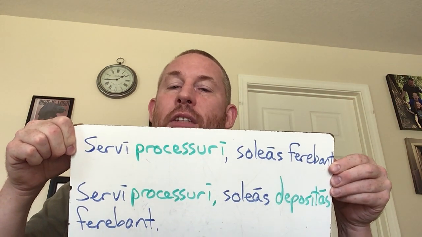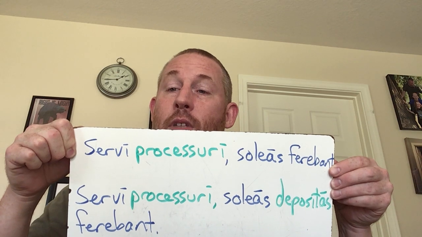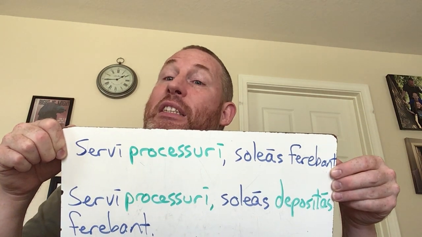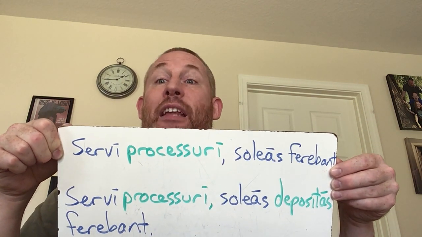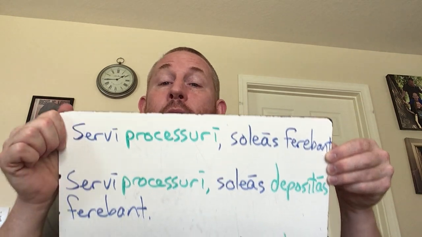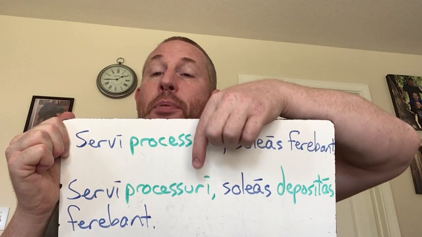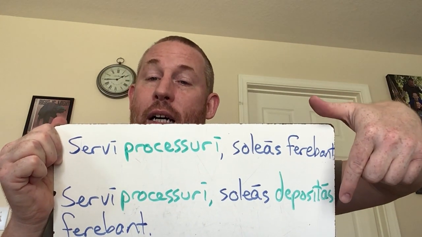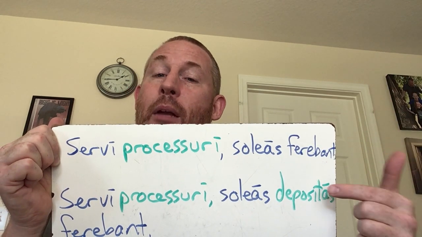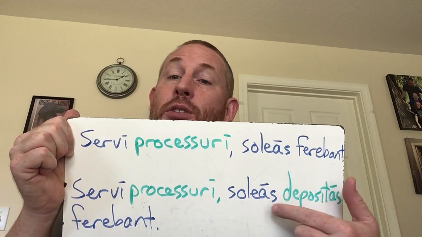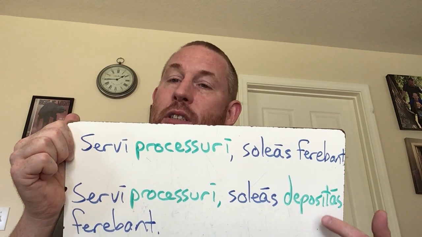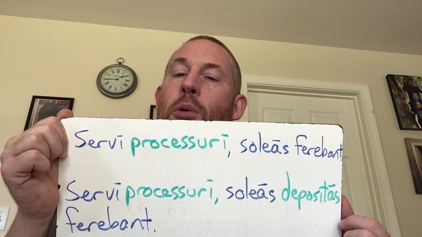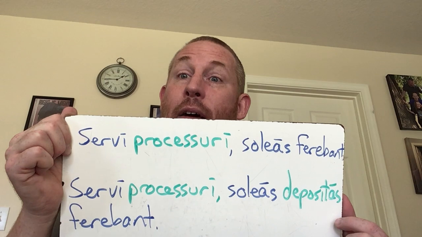Servi processuri soleas depositas ferebant. The slaves about to go forward were carrying sandals having been put down. It needs to sound that bad. Okay, so processuri, nominative, plural, masculine, just like servi. It's future active, so about to do it. Depositas, accusative, plural, feminine, because it's modifying the soleas, right? And it's an adjective describing that. And right now, since it's a participial adjective, we need to do it in the worst possible way. So the slaves about to go forward were carrying the sandals having been put down.